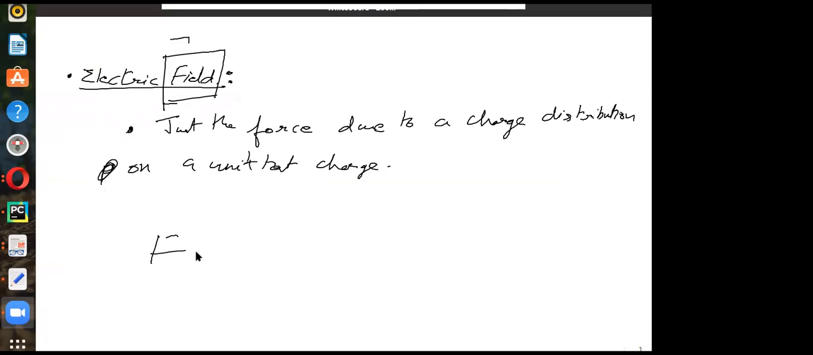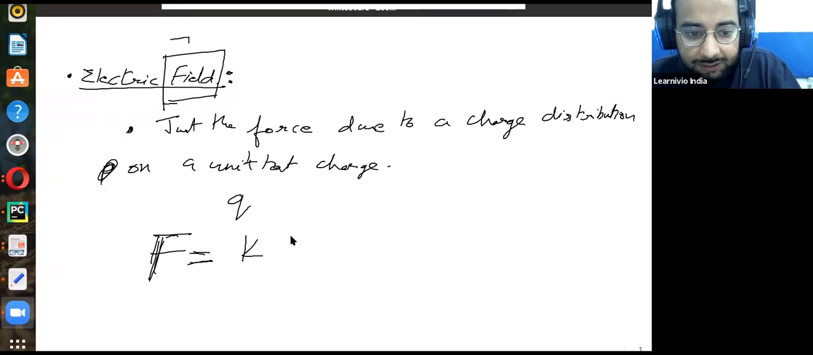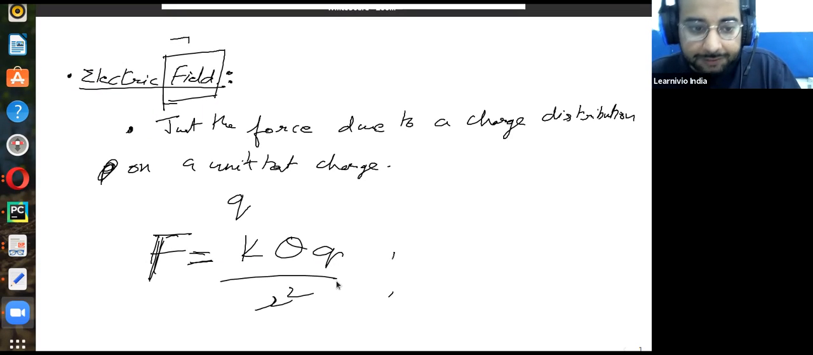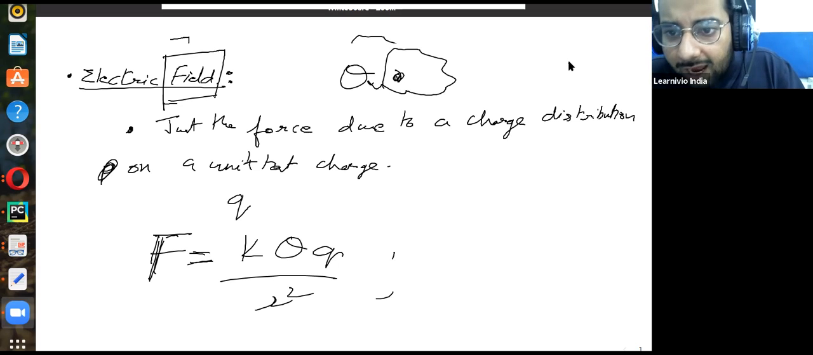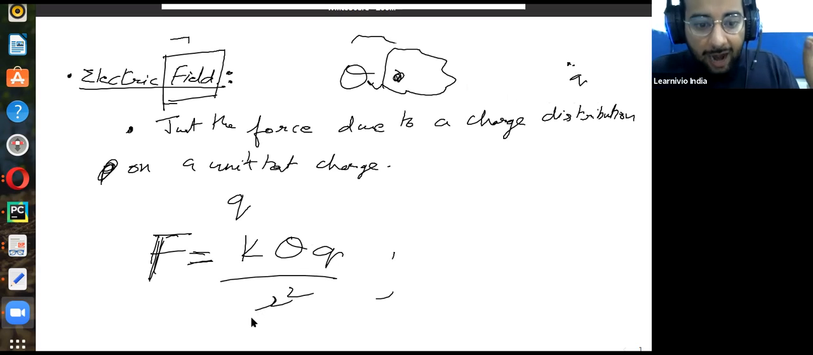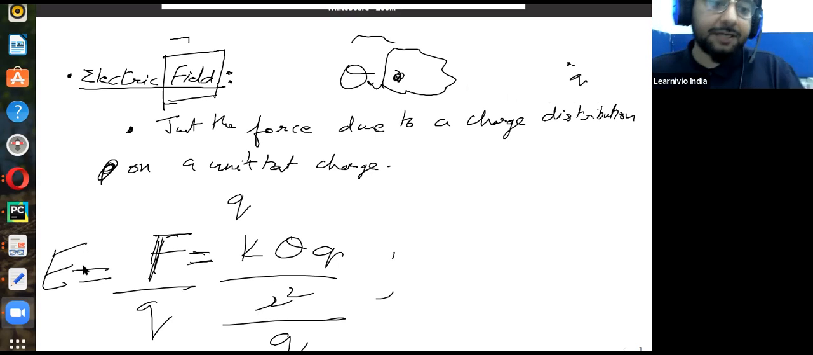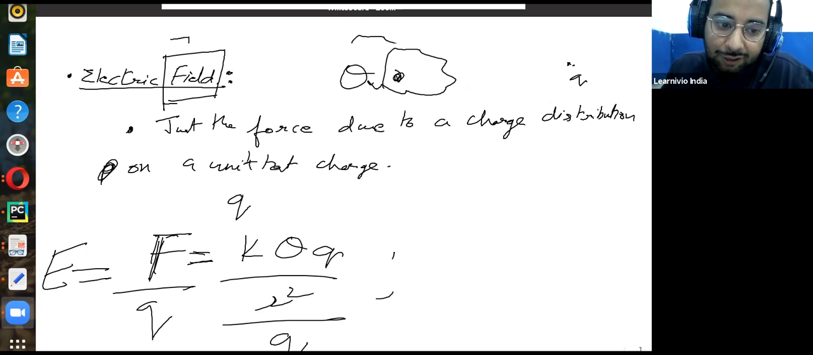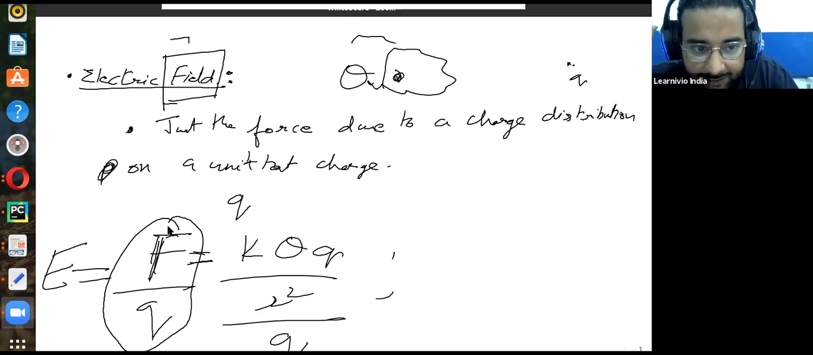Essentially, the force that we had is kQq over r squared. You have one charge capital Q here, or a charge distribution, let's say some weird distribution which has some charge capital Q, and there is a charge small q here. If you calculate the force on small q because of capital Q and divide this by small q, what you get is the electric field. So that becomes a unit charge. So it's force per unit charge. Does that make sense?